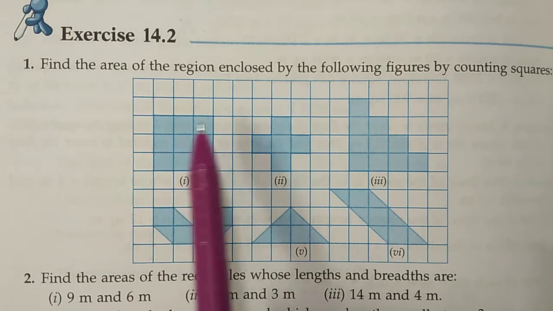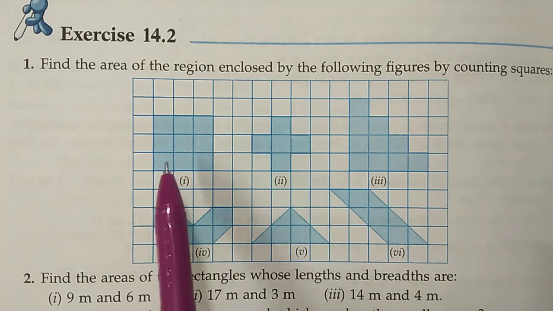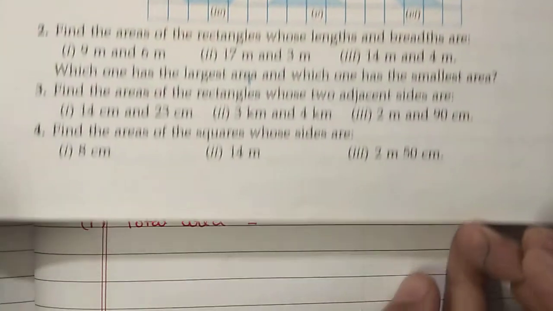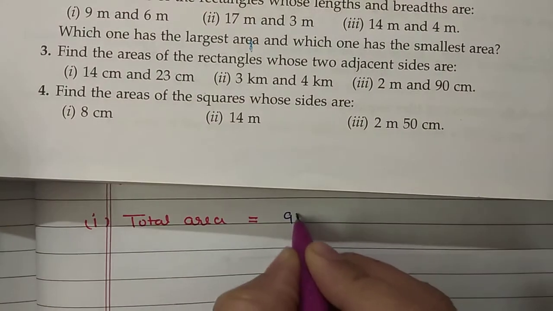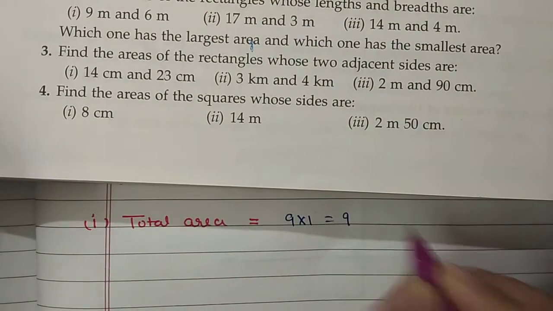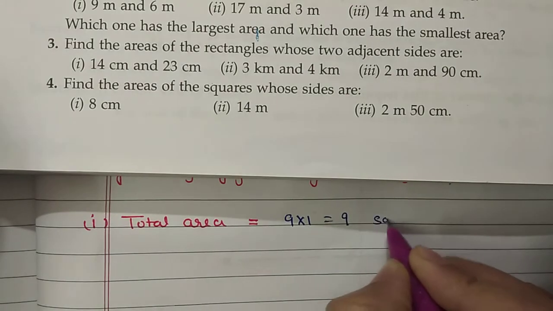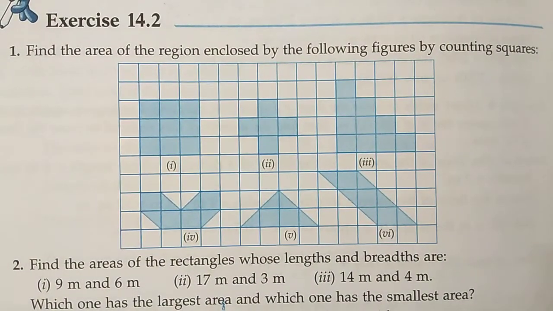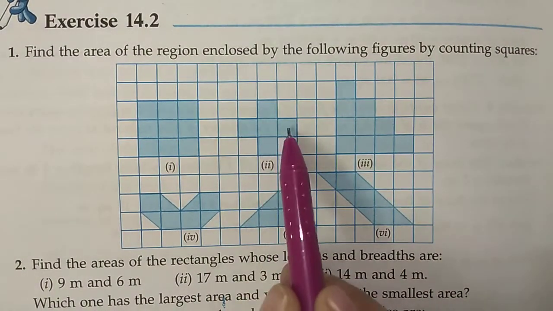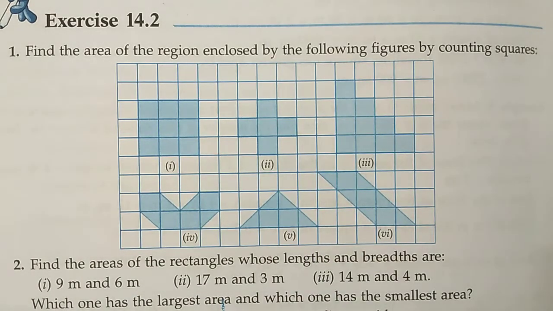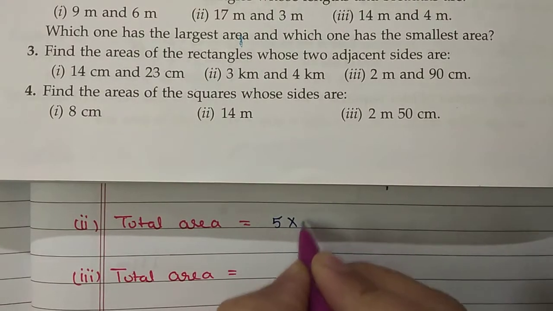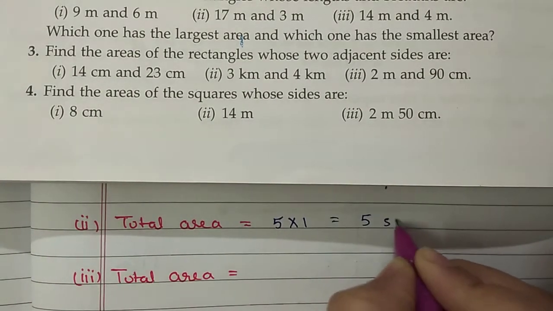So 1, 2, 3, 4, 5, 6, 7, 8, 9. In the first figure we have 9 squares. So area will be 9 into 1 equal to 9 square unit. Second figure, we have 1, 2, 3, 4, 5. Total 5 squares. So area will be 5 into 1 equal to 5 square unit.